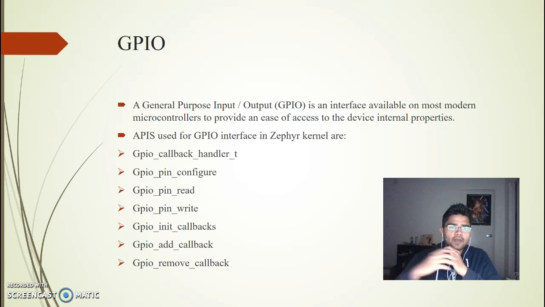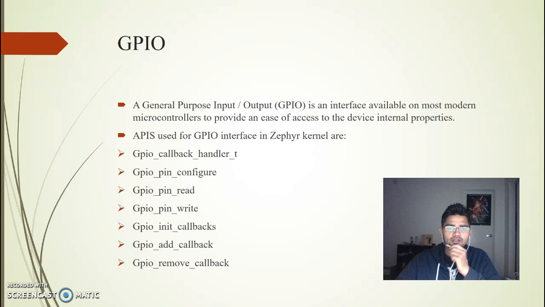gpio_callback_handler_t defines the application callback handler function signature, whereas other APIs such as gpio_pin_configure are used to configure a single pin. gpio_pin_write is used to write the data value to a single pin. gpio_pin_read is used to read the data value of a single pin.